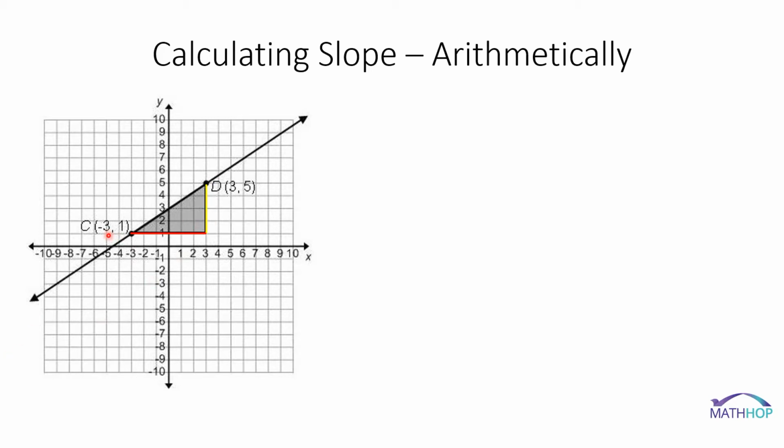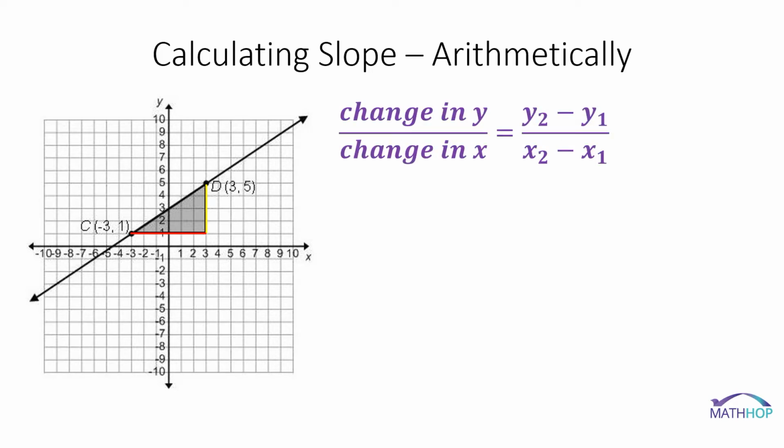When we do change in y, look at these 2 points. We have negative 3, 1 and 3, 5. So our y value goes from 1 to 5. Our x value goes from negative 3 to 3. We can write change in y over change in x as y2 minus y1 over x2 minus x1. And this is really where people check out. They see this and they think, that's it, I'm done, I'm out. But it's not too bad.